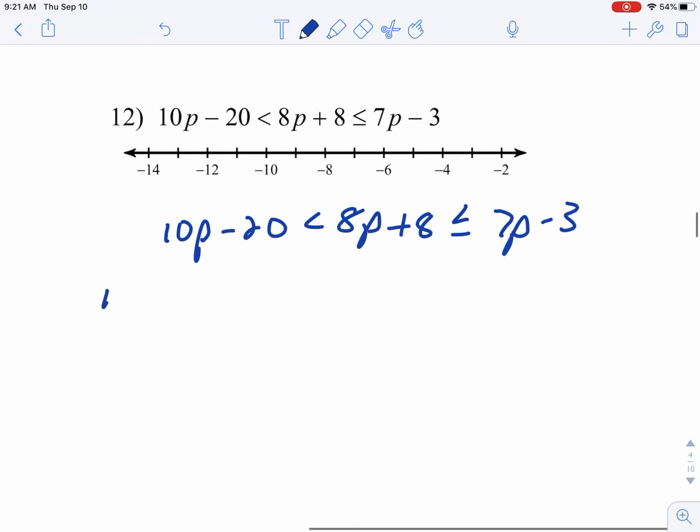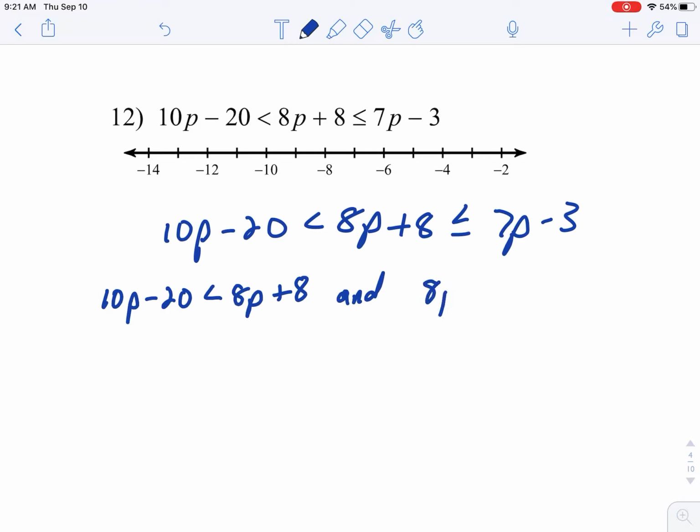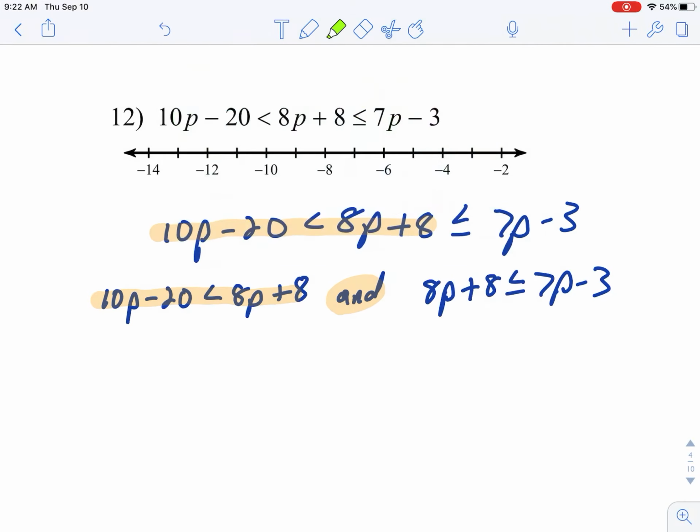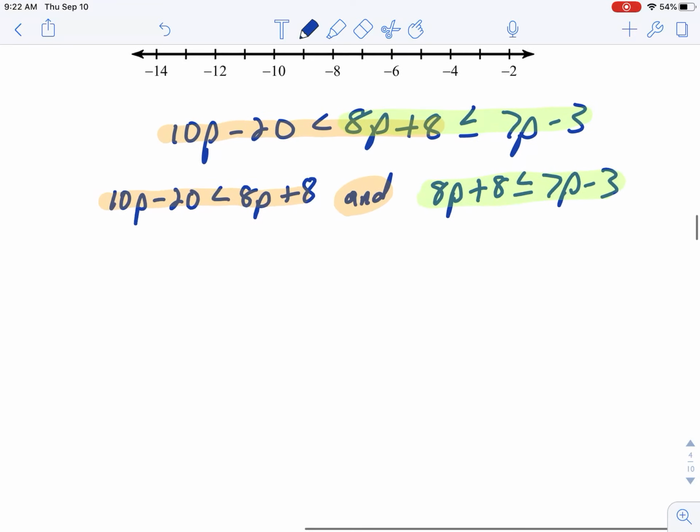So unfortunately, our only option is to work them out as two separate inequalities. So write the word and, and then duplicate this center part. So let me show via highlighter. These went together here. I wrote the word and then changed colors. These go together here. And you solve both of those. So I'll go ahead and work this out.